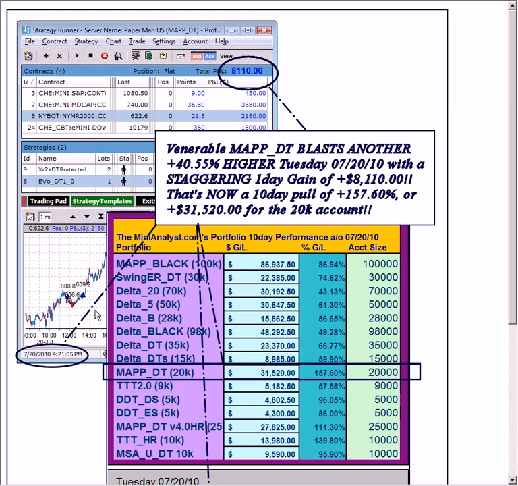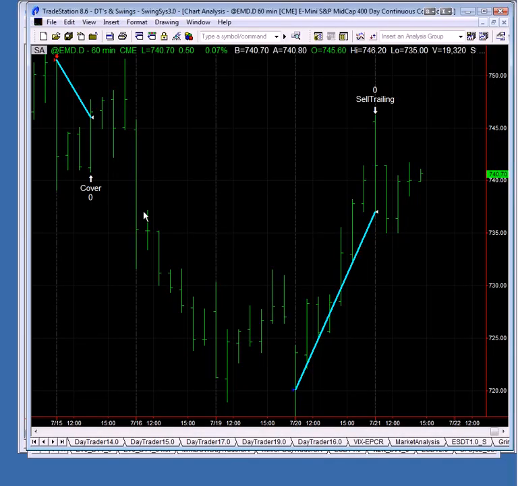This is the Russell Day Trader 1.0. Went long right there. Got stopped out unfortunately, but fortunately went right back to the long side. But we're going to go ahead and look at the market, and this, I take that back, this wasn't even part of the MAPDT version 1.0. This is the Swing System 3.0.